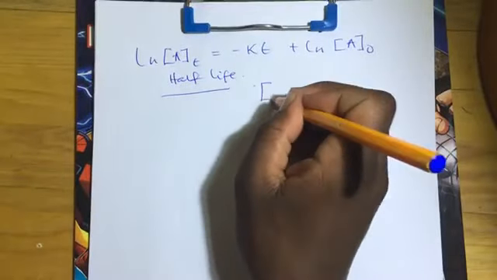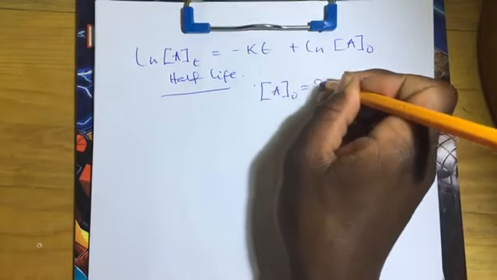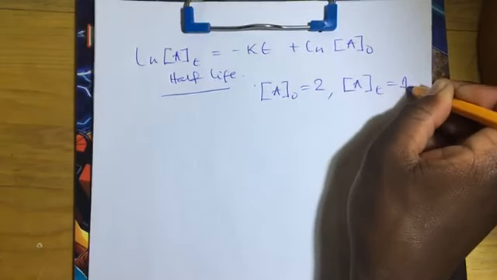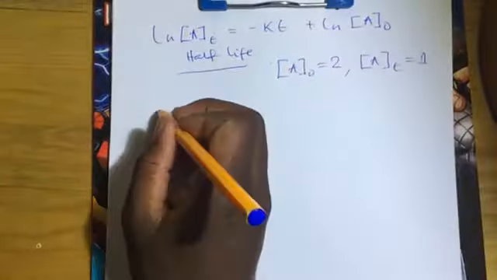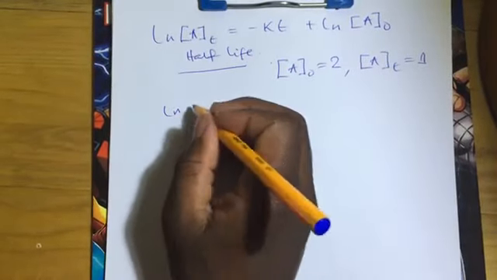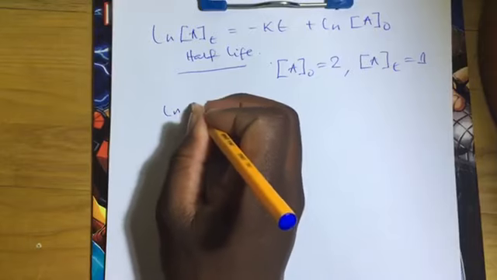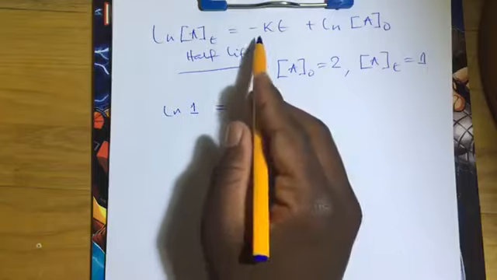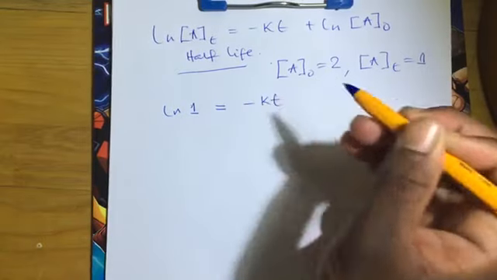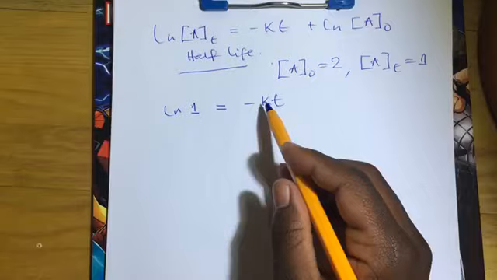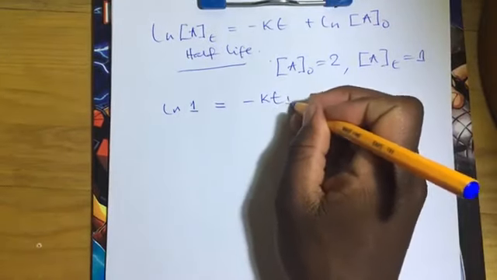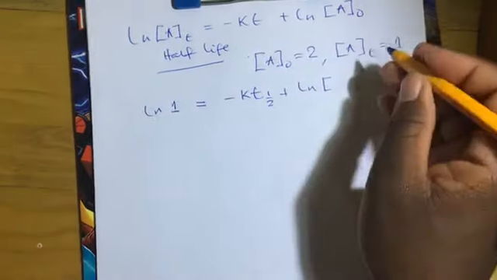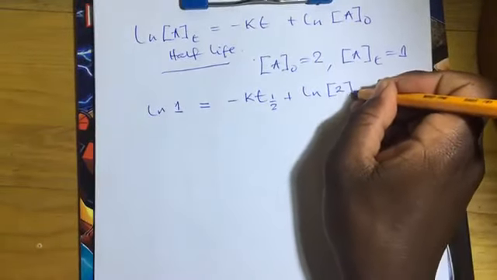We said A0 is going to be 2, and then At is going to be 1. So I substitute. This is going to be ln, At is going to be 1, is equal to negative kt. Now, to show that I'm dealing with half-life, I'm going to put a subscript of 1/2 on the t, plus ln A0, that is going to be ln 2.